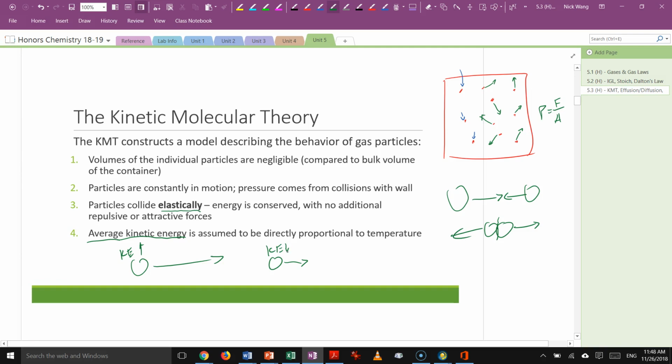It's also directly proportional to temperature. When we talk about temperature, we have high temperatures versus low temperatures. High temperatures mean higher kinetic energy, which means faster motion, versus a lower temperature where the kinetic energy is lower, and therefore the particle movement is also slower.